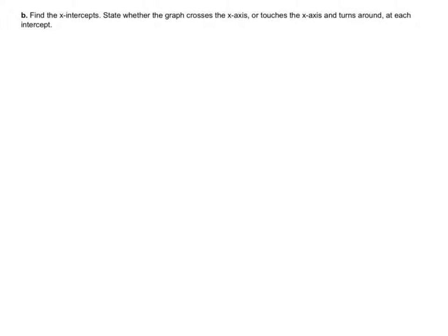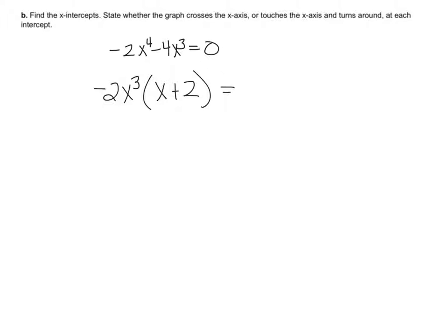Part B, find the x-intercepts. State whether the graph crosses the x-axis or touches the x-axis and turns around at each intercept. To find the x-intercepts, we'll set our function equal to 0 and solve for x. First, we want to factor out a common factor, which is negative 2x cubed. When I do that, I get x plus 2 equals 0. And then I'll set each term equal to 0 and solve for x.